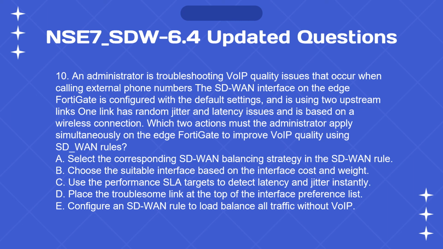C. Use the performance SLA targets to detect latency and jitter instantly. D. Place the troublesome link at the top of the interface preference list. E. Configure an SD-WAN rule to load balance all traffic without VoIP.